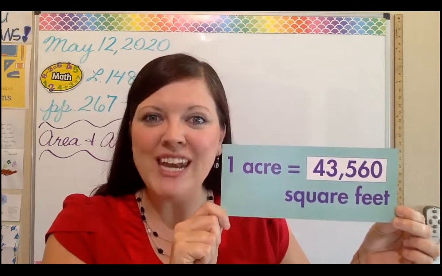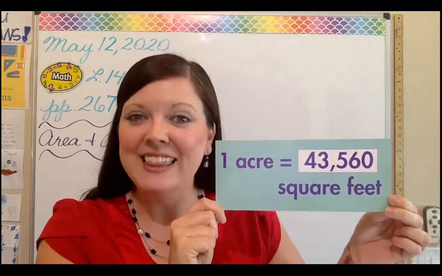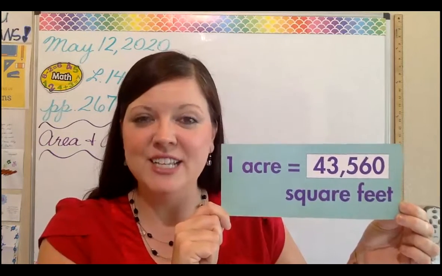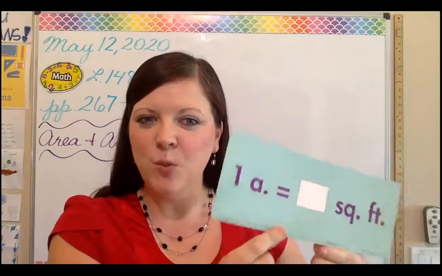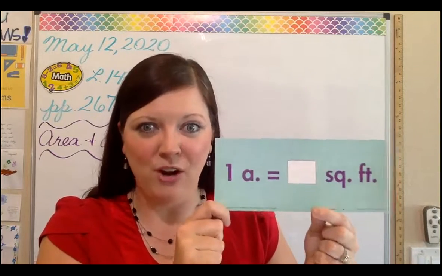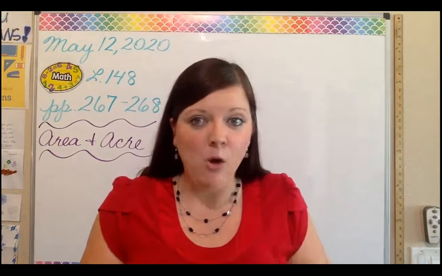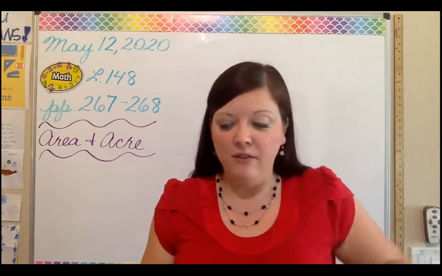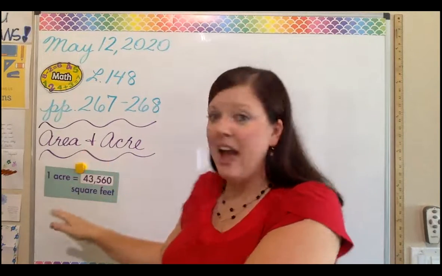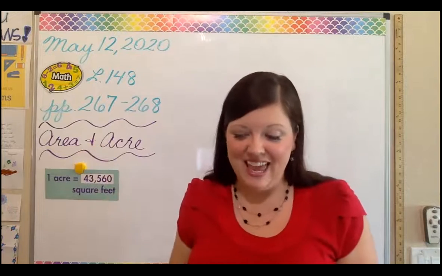Ready, begin. 1 acre equals 43,560 square feet. Let's read it one more time. 1 acre equals 43,560 square feet. What does 1 acre equal? 43,560 square feet. Now remember that number because we're going to be comparing the amount of square feet that we have to this number right here to see if we have an acre, more than an acre, or if we have less than an acre.